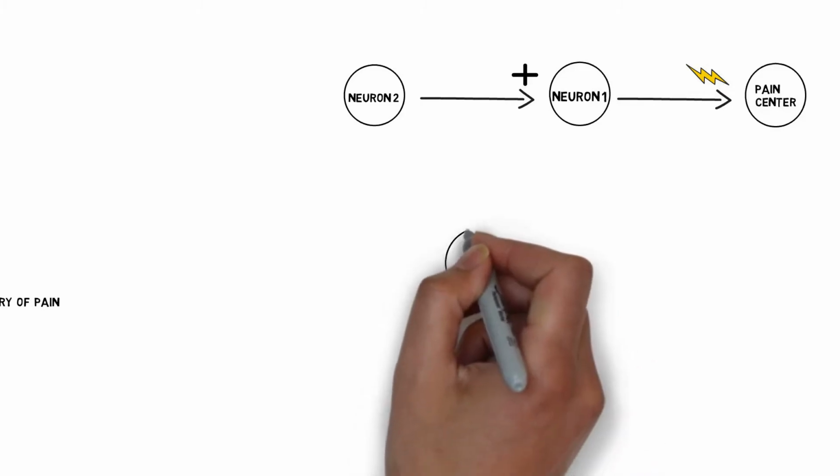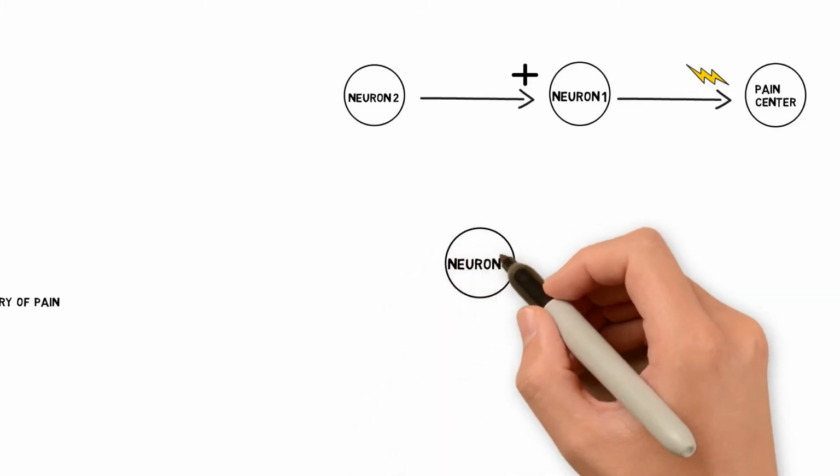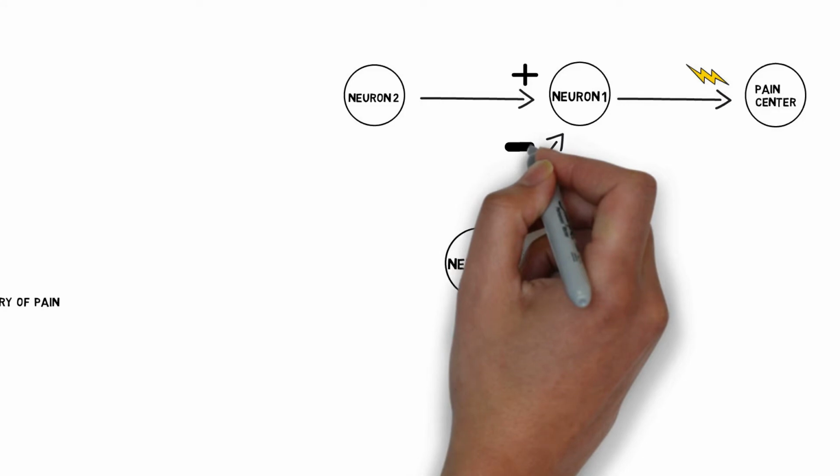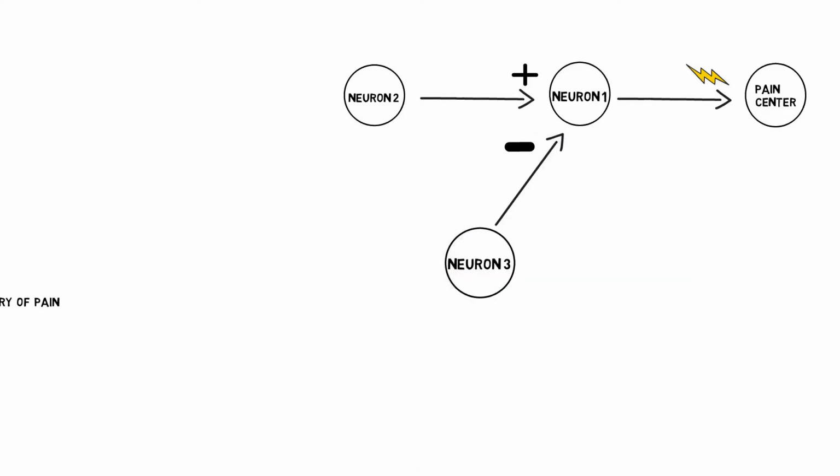Say there's a third neuron that sends an inhibitory signal to the first neuron. An inhibitory signal will hyperpolarize the membrane, and the first neuron will not send out its signal. Neuron 3 shuts down neuron 1, and there is no painful signal.